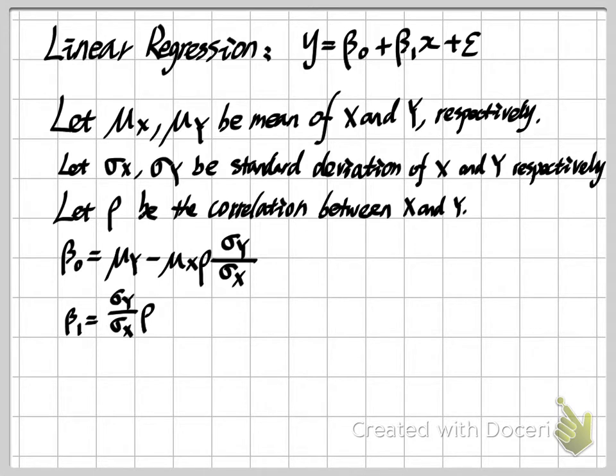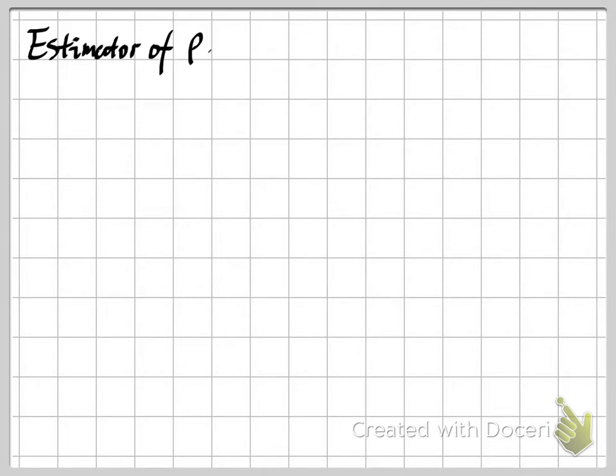Here rho is about the correlation. So that means we want to find an estimator of our rho. So now let's talk about what the estimator of our rho is.